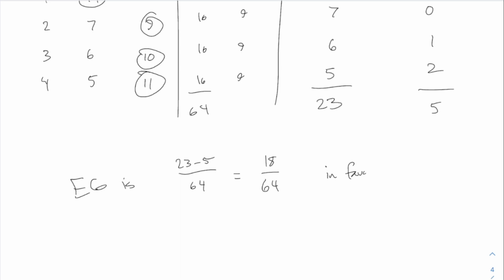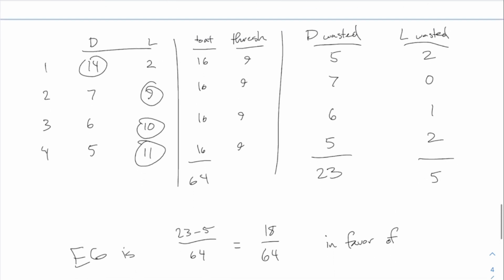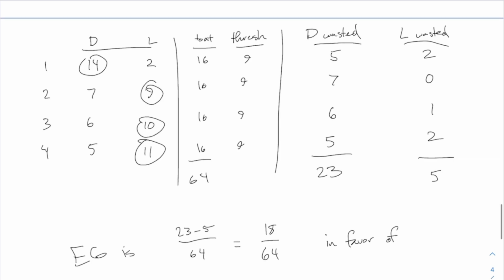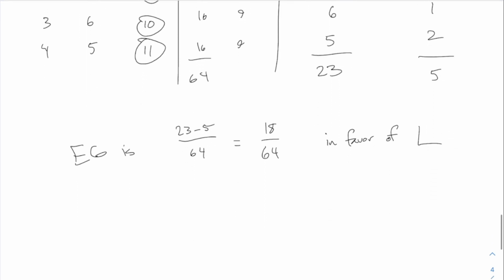In favor of, is this benefiting the D's or the L's? The D's wasted more, so this is benefiting the L's. That's how you should think about it. All right? The D's have wasted more, so this is 18 over 64 in favor of the L's. All right? This is how we do it. Any questions about that?